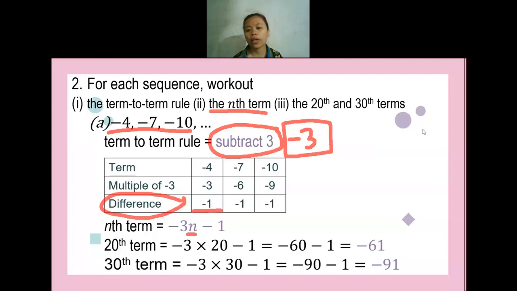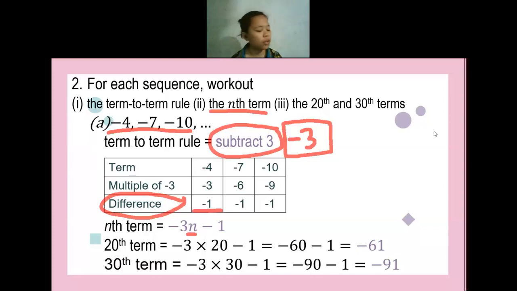Okay, is there anyone having any question? Yes, Ethan, be back soon. Is there anyone having any question? Before I continue to question 2b, is there anyone who got confused? No confusion? For sure, everything is clear enough?